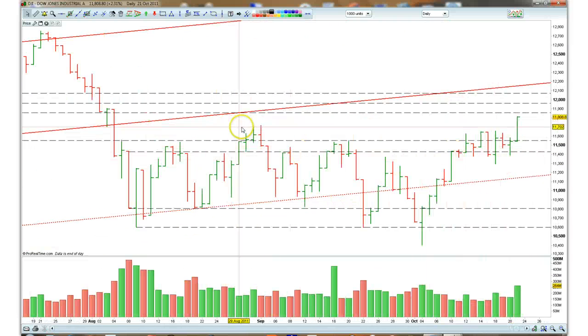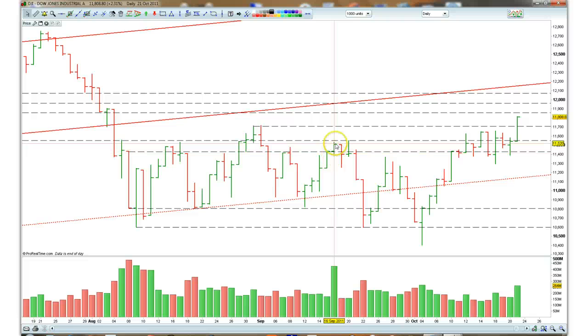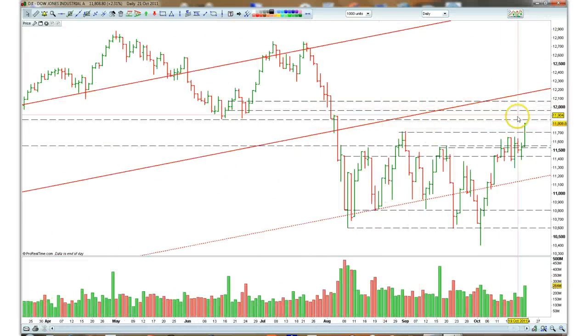Okay, so we got those lines in. We've got the pivot high over here as well. We can put that in. But we've got this really high volume bar there as well, and a pivot high. So let's have a look here. And these are just pivot points I'm looking at.